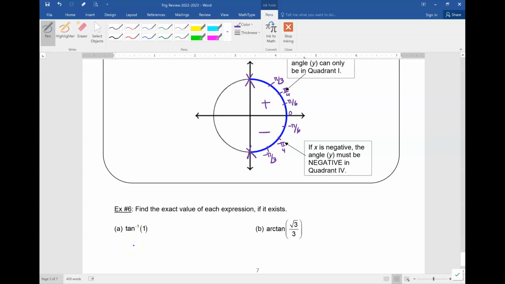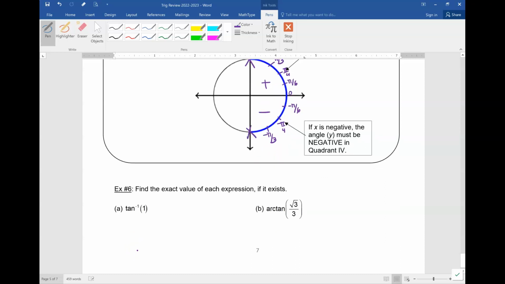So now inverse tangent of 1. So take a look at your triangles. For which angle is tangent opposite over adjacent 1? Yep, pi over 4.